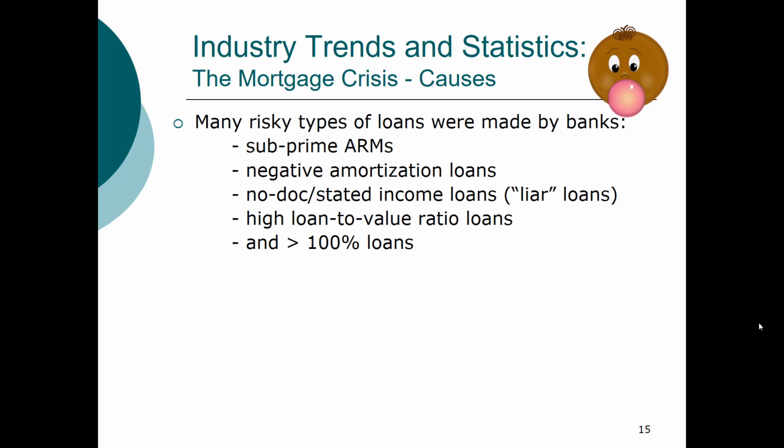Another type of high-risk loan is the high loan-to-value loan. This is a loan where the borrower puts very little money down. In some transactions, borrowers were even walking away with money in hand, as they were able to borrow over 100% of the home value.